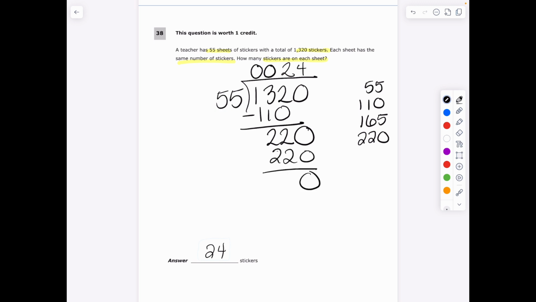So again, give yourself 1 point if you had 24, but you have to give yourself 0 points if you had anything else.